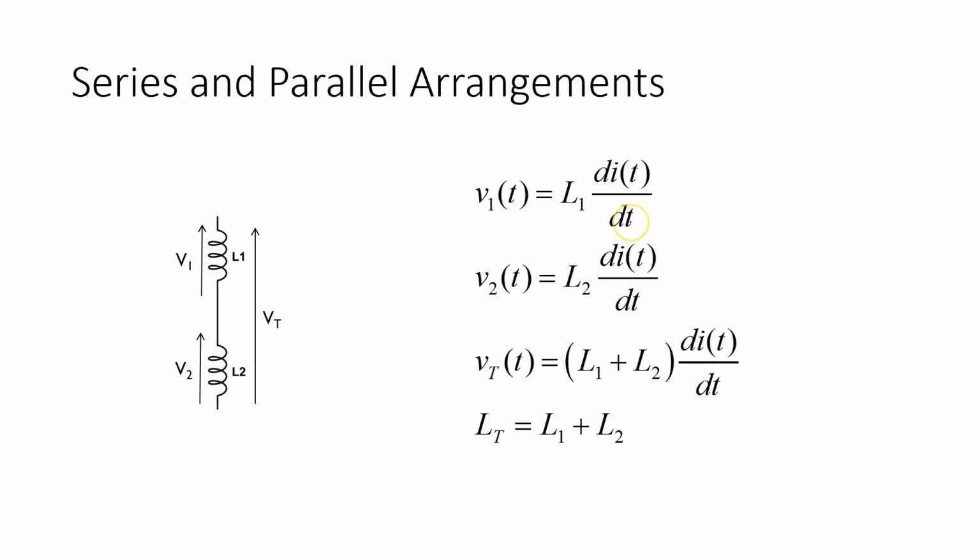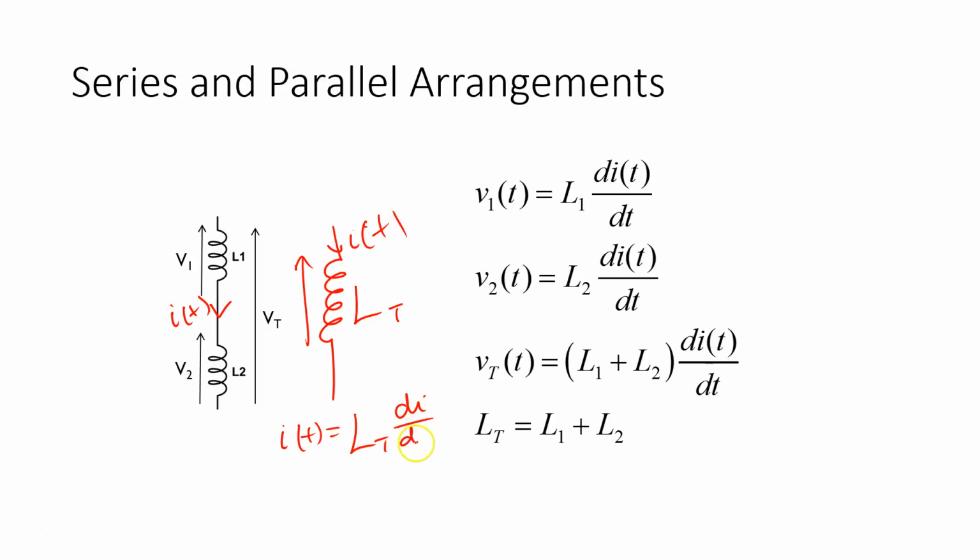So we'll get started with series arrangements, and as per usual, in series circuits we have a single current flowing through both components. Now what I want to do is replace this with one inductor, LT, with current IT, which has the same current and the same voltage. If I were to describe this arrangement, the VI relationship, I would get VT is equal to LT di/dt.